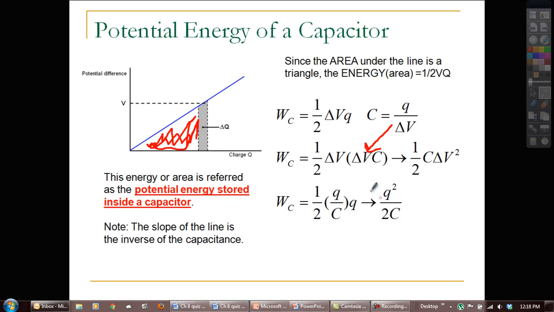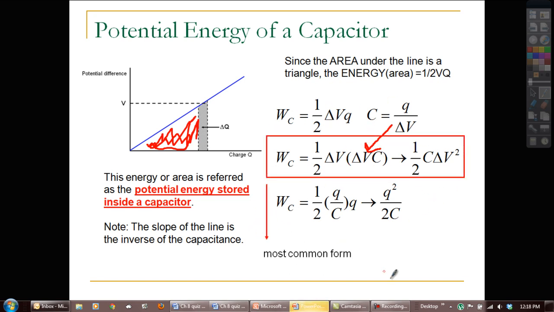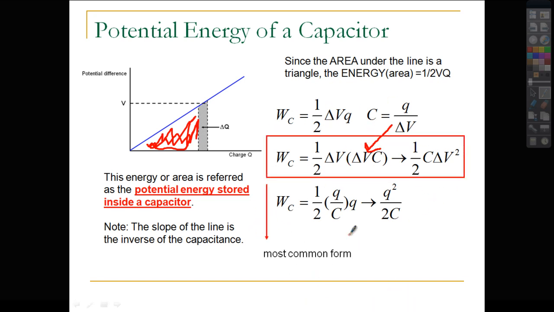You can also do it a different way. You can solve this for delta V, make it delta V equals Q over C, and plug it into this guy right here, times Q, because we have the Q right here. And you get Q squared over 2C equals the energy. Now the most common form of this guy is right here. So the one we're going to use most often is this one that's boxed.